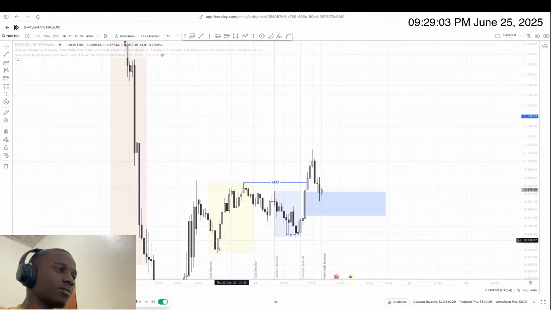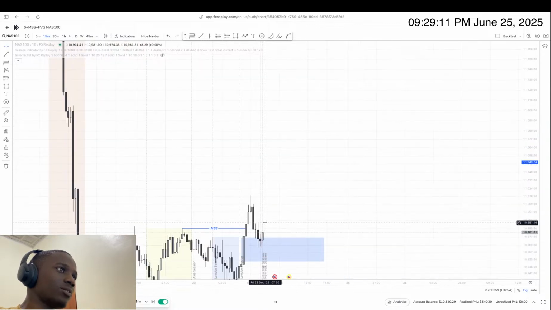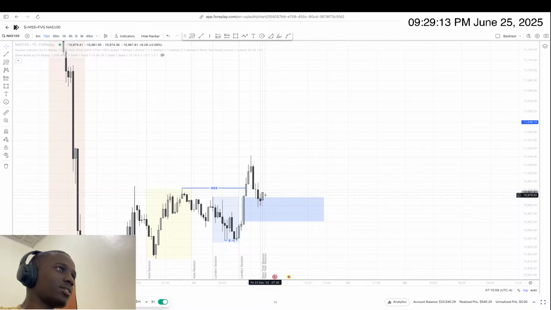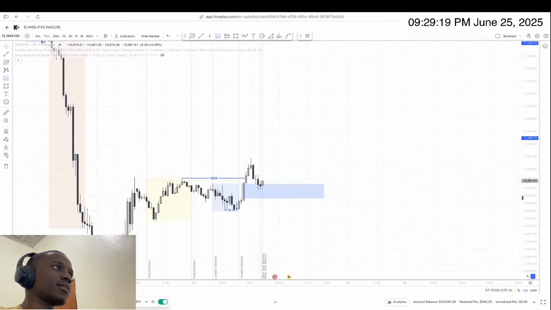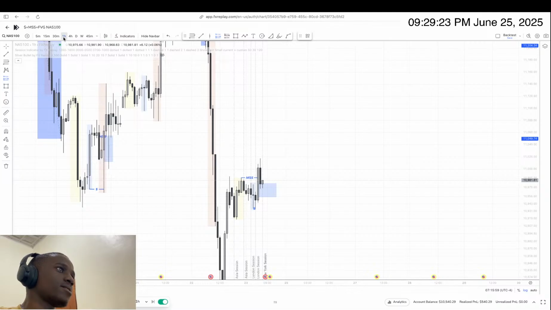Using the 1M, let's see if it rejects this level fully. How does the next candle open? You can see the next candle opens up bullish, and it's Friday. So another thing is that, oh yeah, I think we're gonna buy here.